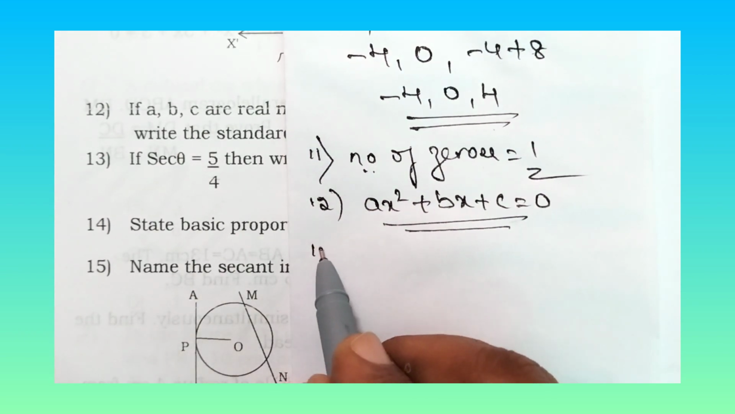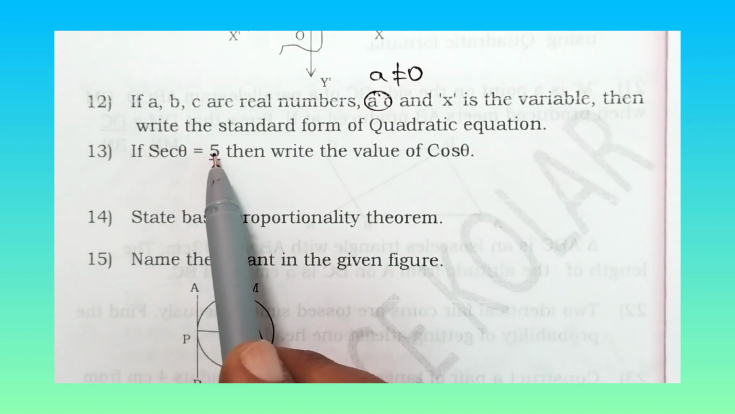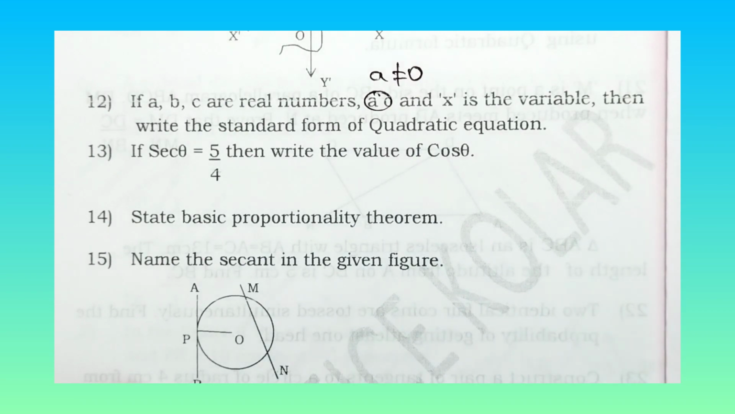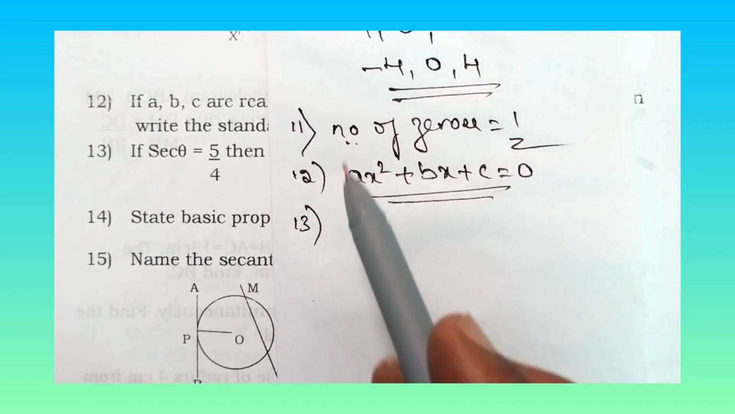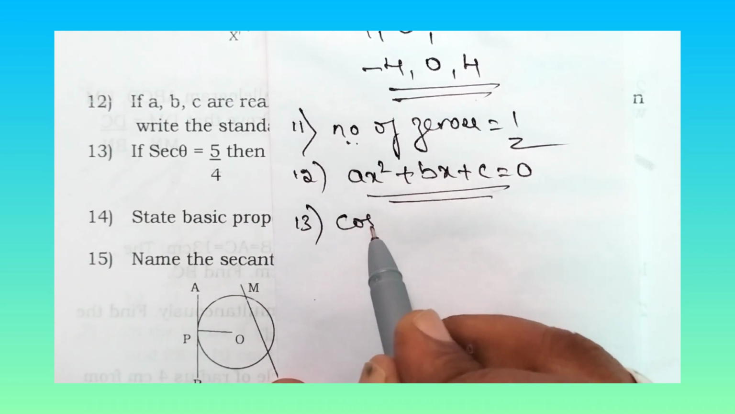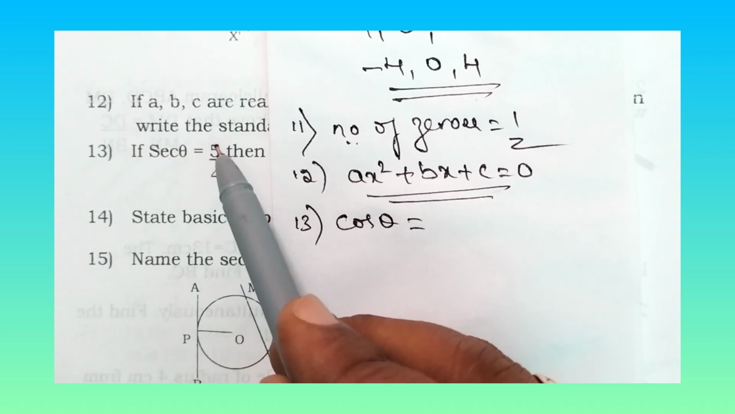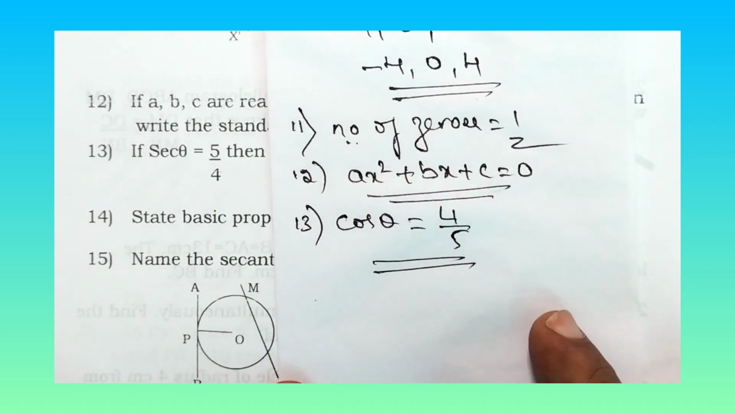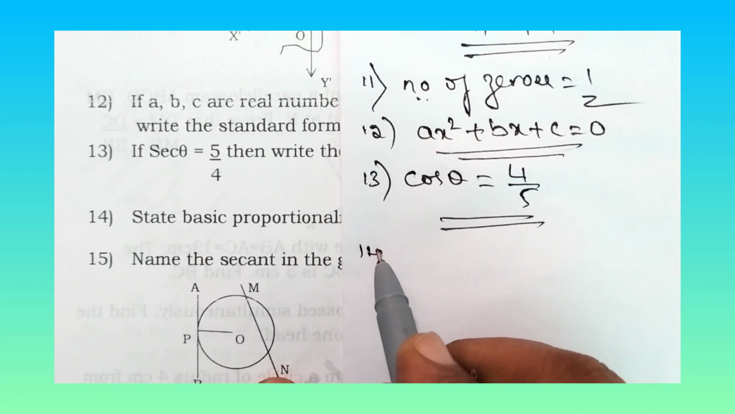Now let us answer for the 13th question. If sec theta is equal to 5/4, then write the value of cos theta. The reciprocal of sec theta is cos theta. So the answer for the 13th question: sec theta is 5/4, so cos theta is 4/5. So the 13th question answer is cos theta is equal to 4/5.